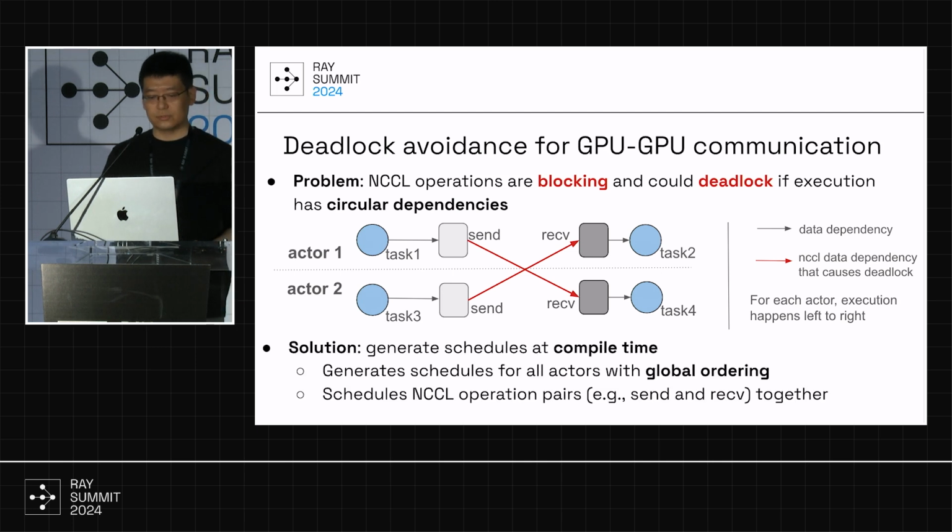Our solution is to generate a schedule at compile time. The compiled graph generates the schedules for all the actors with global ordering using topological sort. Then it schedules the NCCL operation pairs, for example the send and receive, together when there are no other data dependencies.